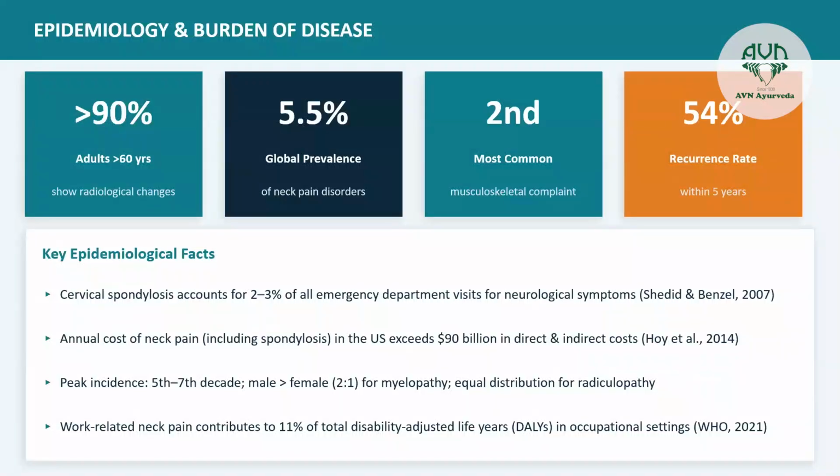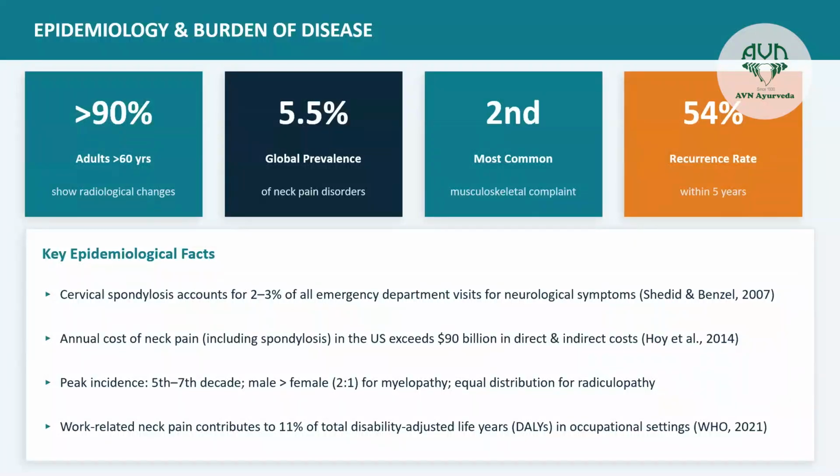Looking into the prevalence, neck pain disorders are the second most common musculoskeletal complaint, with back pain being the first. The recurrence rate is 5.5% of global prevalence. Once a person has had neck pain, within the second year or the third year, or within 5 years, the patient can again come up with a recurrence of neck pain.